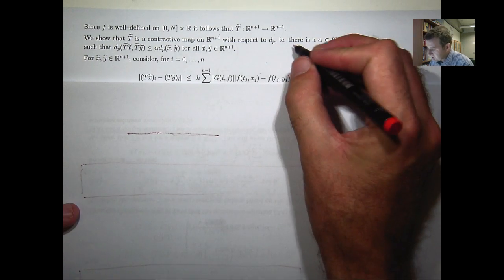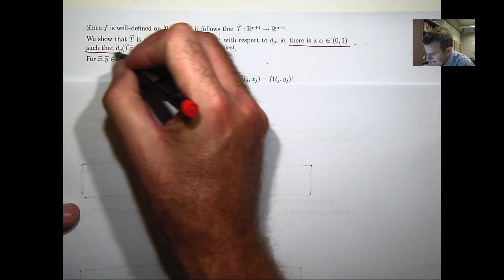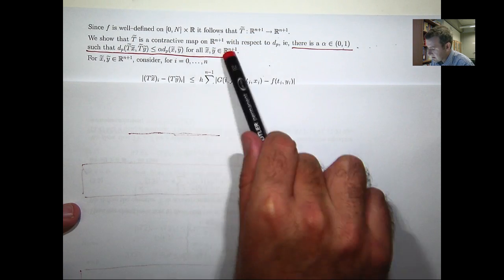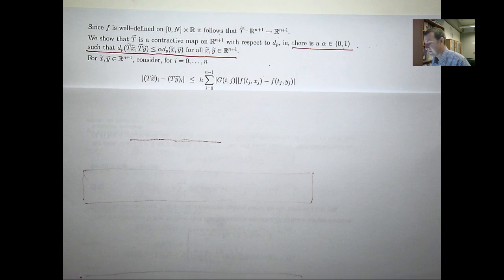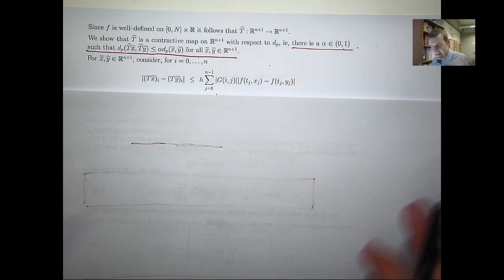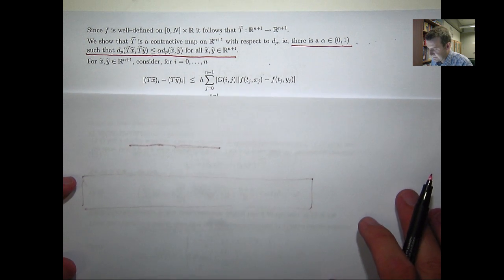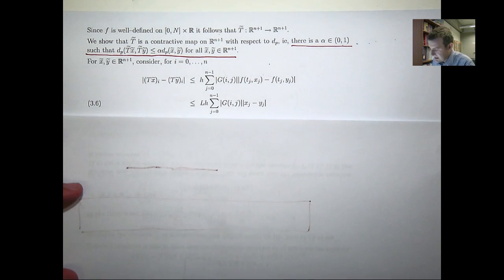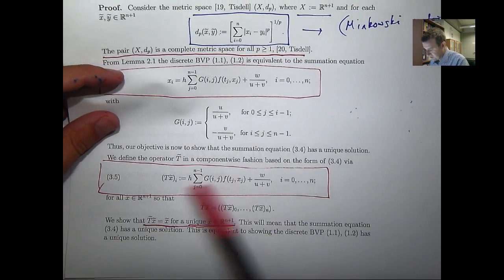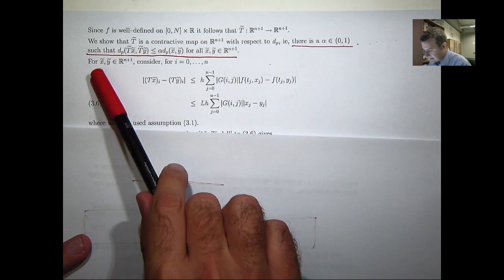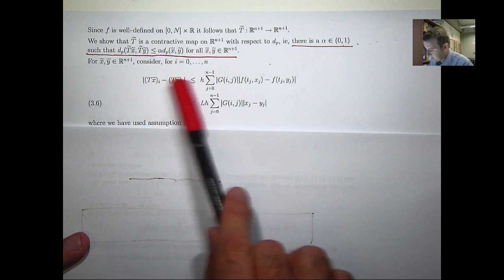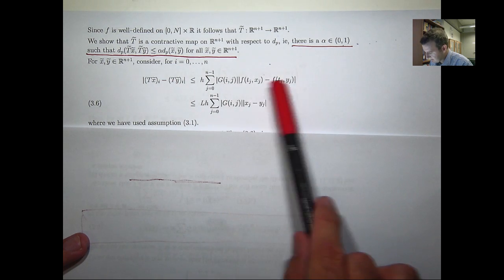Okay, so we want to show that there is a contraction constant alpha between 0 and 1 such that this is true for all pairs of vectors in R to the n plus 1. So what we want to do is set this up and try to show the contraction. Now, working from here, let x tilde and y tilde be two vectors. Consider the following absolute difference.